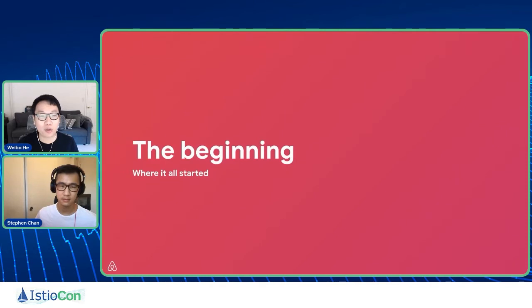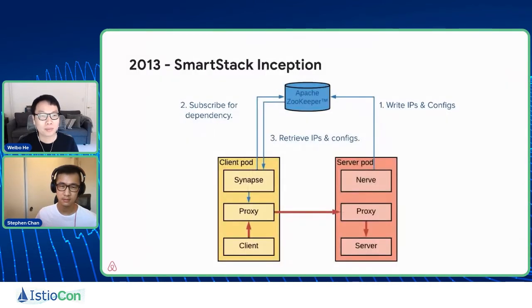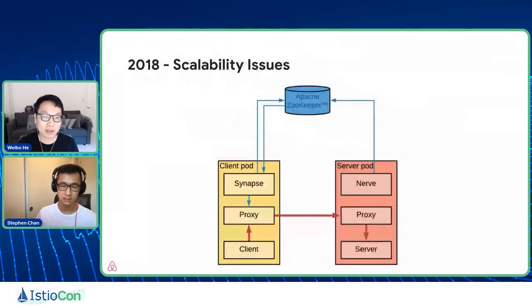To understand why we started the journey, let's take a trip down memory lane. Since 2013, Airbnb has been using a service discovery system called SmartStack that we open sourced. On a high level, SmartStack uses Zookeeper as the service registry and relies on a bunch of sidecars to read and write service discovery data from Zookeeper. Started out as a simple yet effective system, SmartStack had served us well until a few years ago.